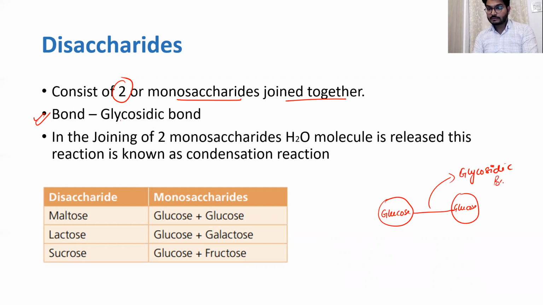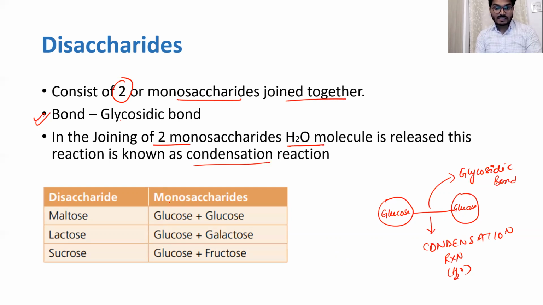In this joining process, there is a reaction known as condensation reaction, and in this condensation reaction we get a water molecule, right? So the joining of two sugar molecules, or two glucose molecules, is a condensation reaction, and we get a water molecule, and the bond between these two sugar molecules is the glycosidic bond. As you can see here, in the joining of the two monosaccharides, a water molecule is released, and the reaction is known as condensation reaction.